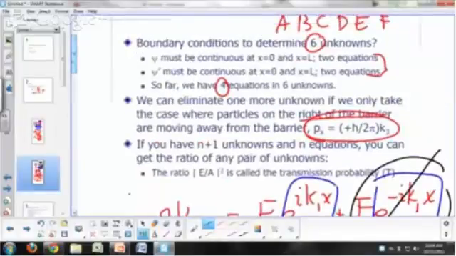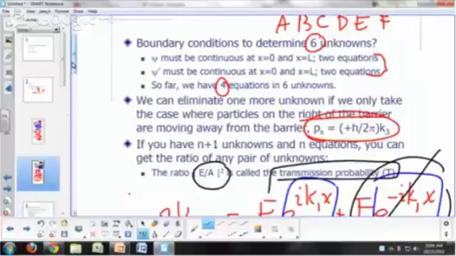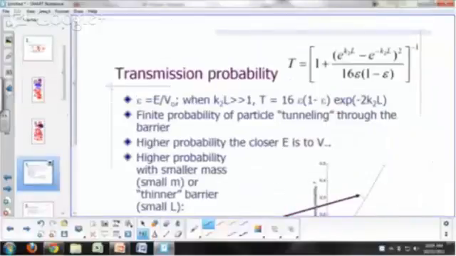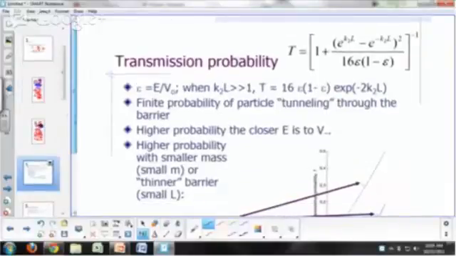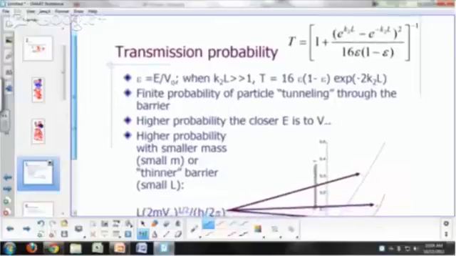All right. So what we can do at this point is, we've got 4 equations, 5 unknowns. We can take the ratio of 2 of the unknowns, and the square of that ratio is called the transmission probability. That would give us enough information to figure out the transmission probability, and you'd be able to solve for it using algebraic manipulation.